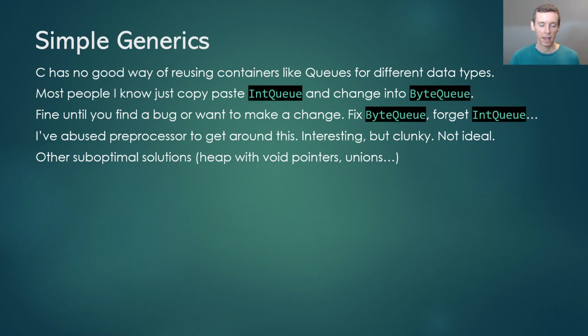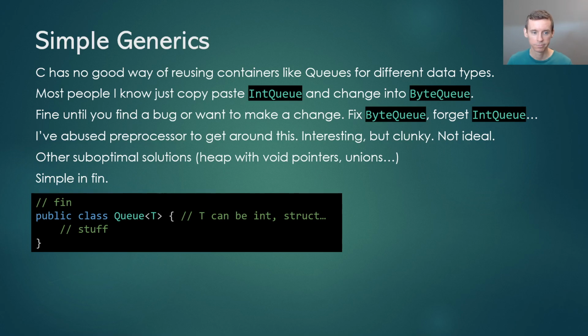You could allocate everything with a heap and use void pointers in all of your containers, or you could use unions. Anyway, we don't have to worry about any of that with Fin. It just works. Yeah, it's a generic. Here's our queue that can take a type. It could be an int, could be a structure.